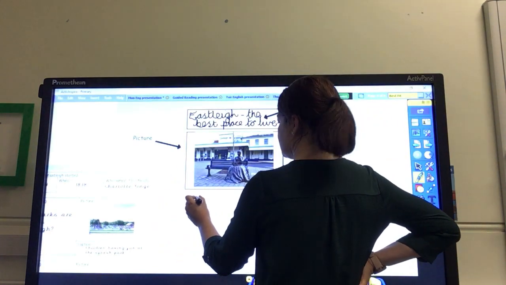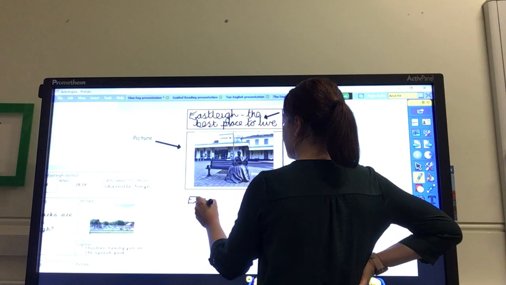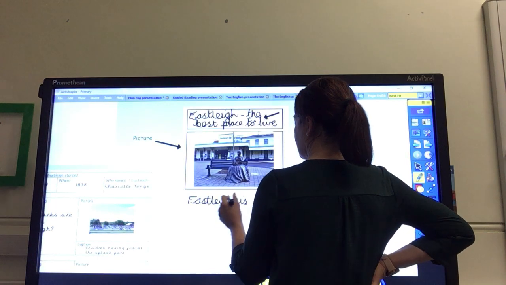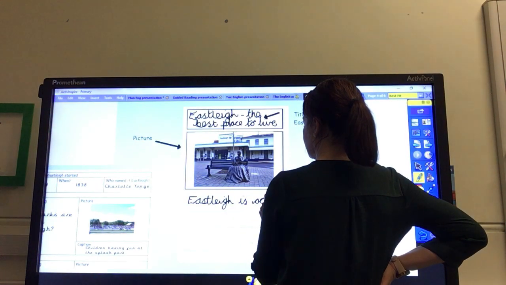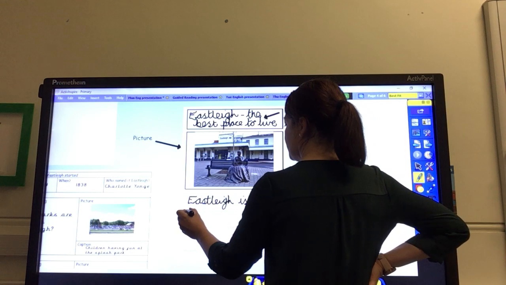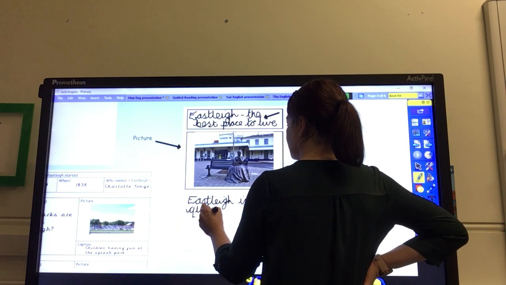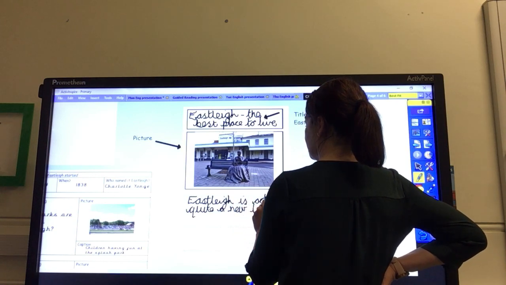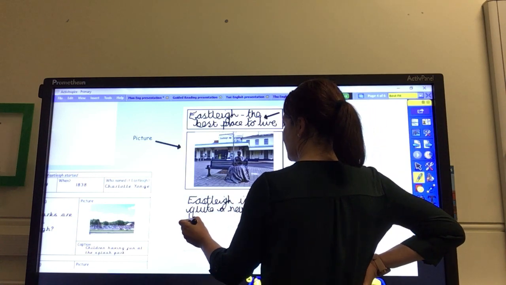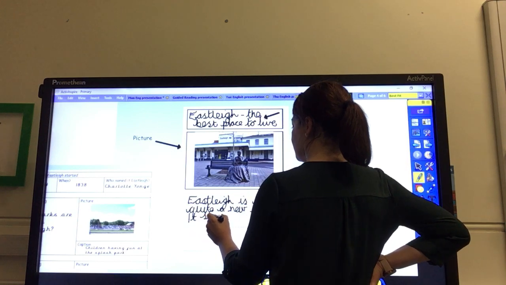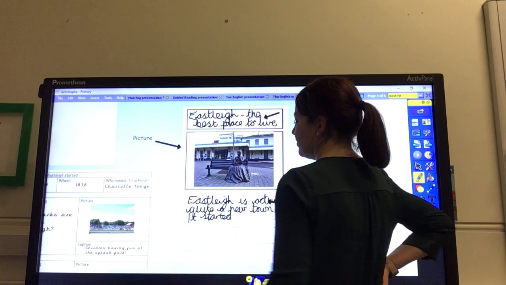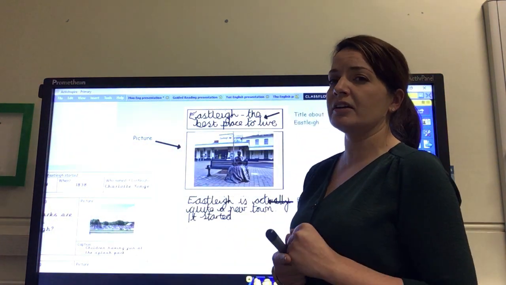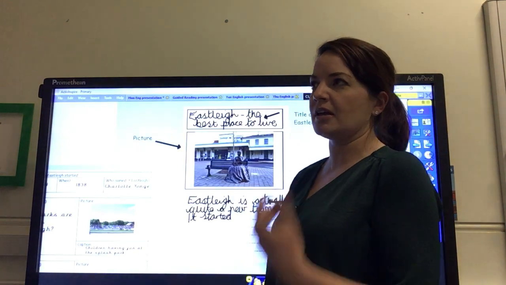So my first sentence is going to be, Eastleigh is actually quite a new town. It started, I'm not being a very good example here. I need to stop, don't I? And I need to think of my whole sentence and do think it, say it, write it, read it, not just keep writing. So let's think about it.